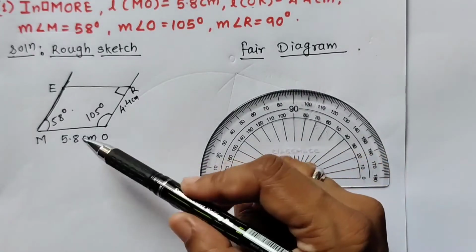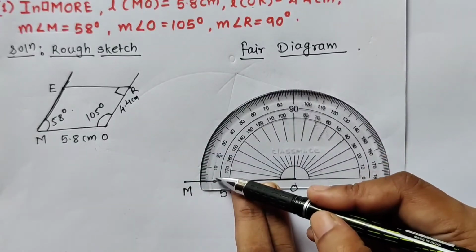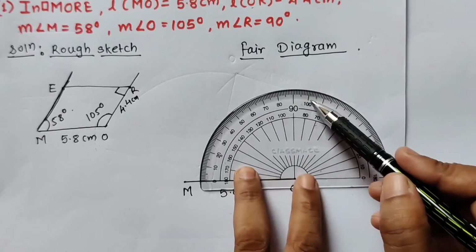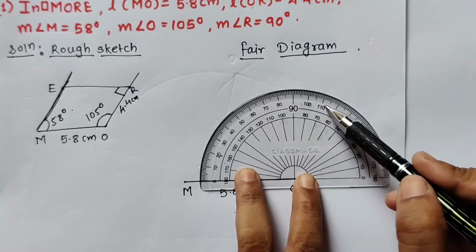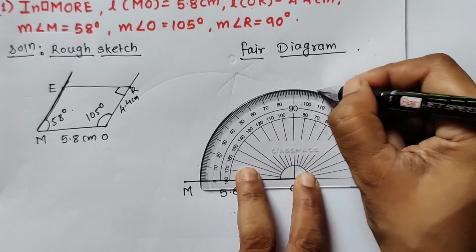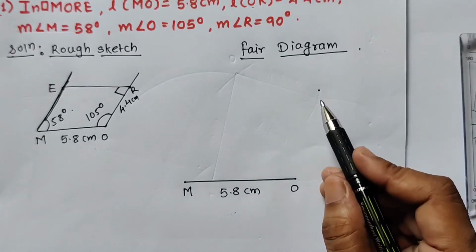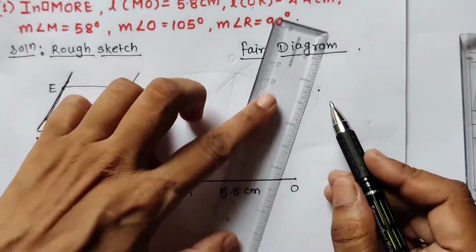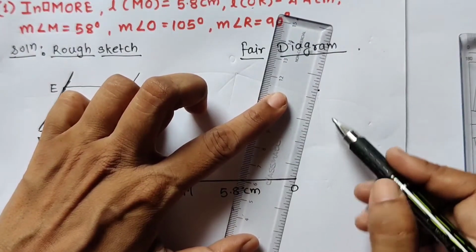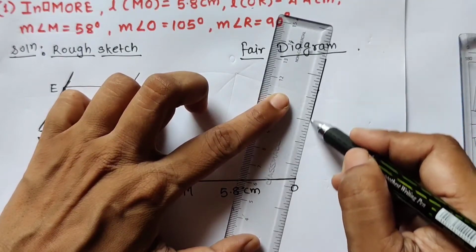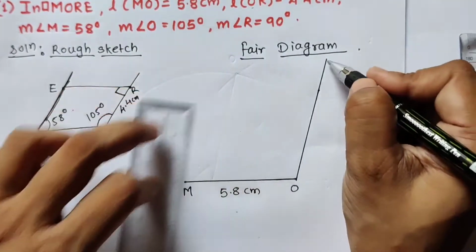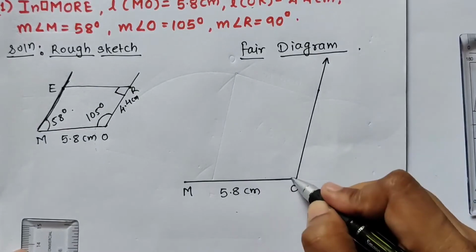Start from 0. It is 105 degree. So 0, 10, 20 like that. 100 comes here. Between 100 and 110, 105 is there. So here 105 comes. This point should not be very dark. This is only helpful to draw our ray. I am going to draw a ray of 105 degree here. This is a ray of 105 degree.